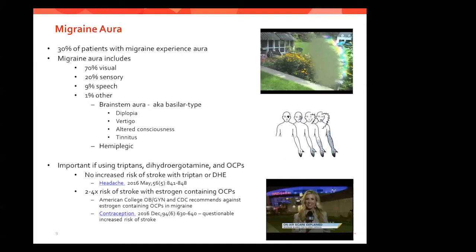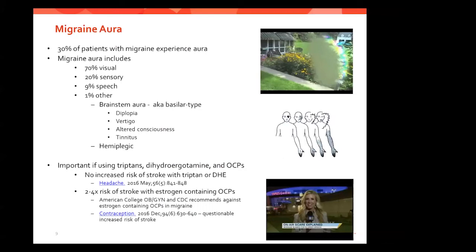So about a third of patients with migraine experience aura. Of those patients, 70% of them experience visual phenomenon like bright spots, dark spots, squiggly lines, crescents, rainbows. 20% experience sensory symptoms like numbness and tingling that don't necessarily follow neurologic distributions. 9% of patients have speech changes like slurred speech or an expressive or receptive aphasia. And 1% of patients have more exciting auras like a brainstem aura or a hemiplegic aura.